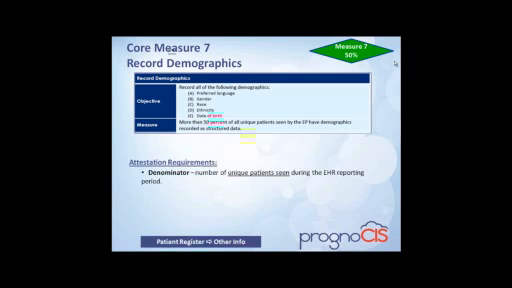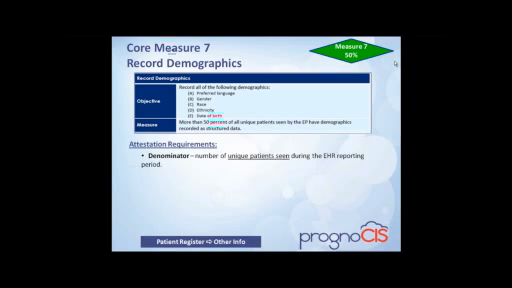Now, with regards to the requirements of attestation, the denominator, as is the case with many of the measures, is the unique patients seen during the reporting period. Recall that this means that the patient was seen at least once and is therefore counted only once, regardless of how many specific visits he or she has. That is because demographics are actually at the patient level, so it has no bearing on how many times they're seen during the reporting period.